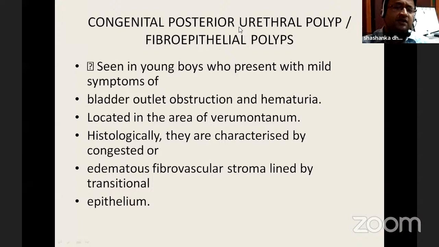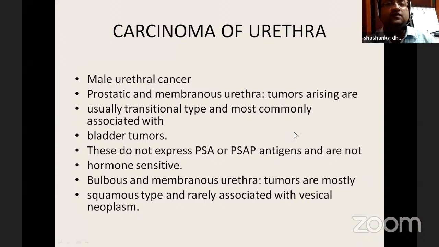Okay, congenital posterior urethral polyps or fibroepithelial polyps, these are also quite rare. These are seen in young boys who present with mild symptoms of bladder outlet obstruction and hematuria. They may be located in the area of the verumontanum. Histologically, there may be congested or edematous fibrovascular stroma lined by transitional epithelium.